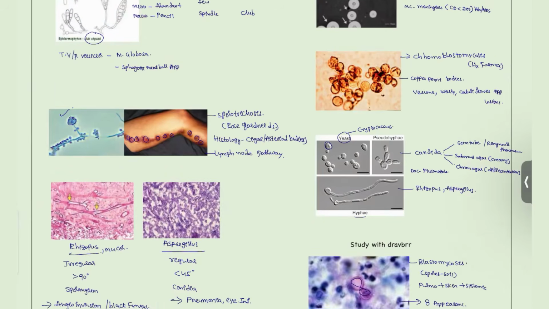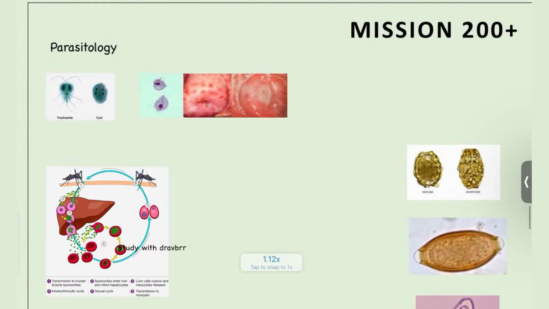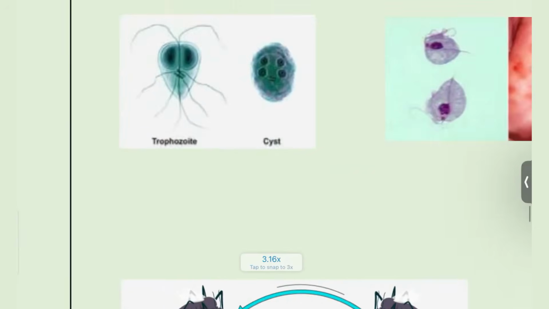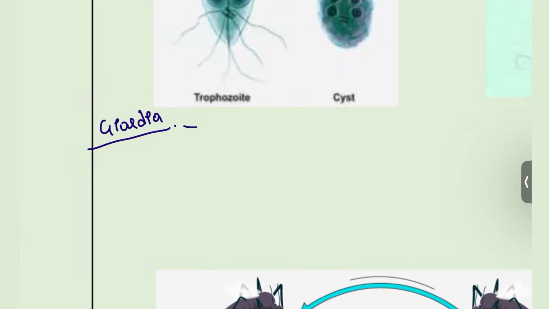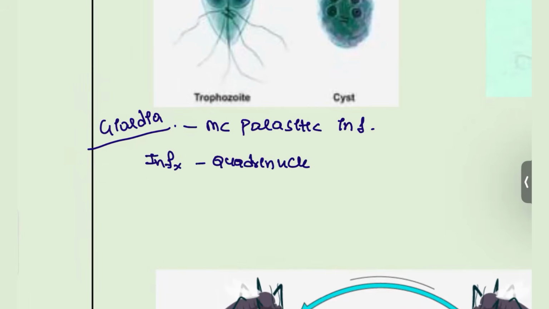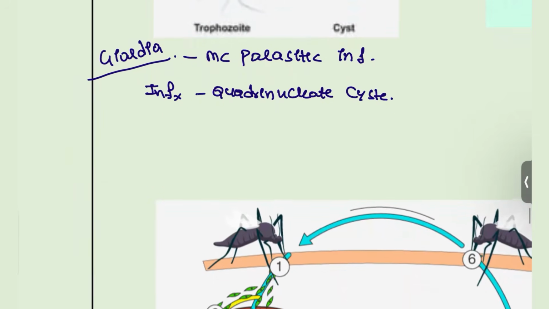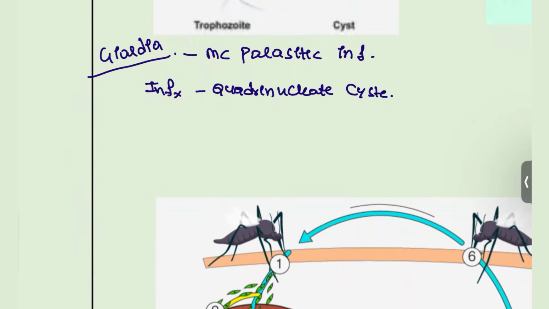Next, moving on to parasitology. For parasitology, the first one, the most common one, is Giardia lamblia. Right, this Giardia lamblia is the most common parasitic infection in the intestine. What is the infective form? The infective form for this one is the quadrinucleate cyst. Foul-smelling and very greasy diarrhea is seen in this patient.